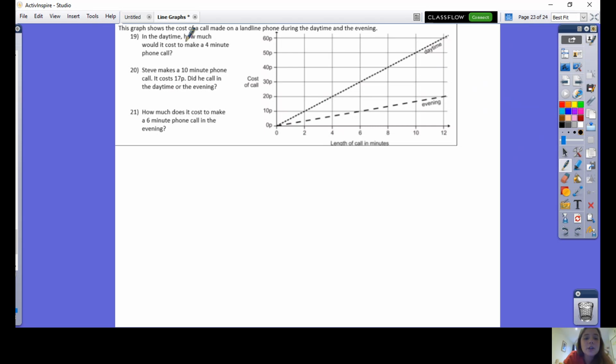In the daytime, how much would it cost to make a 4-minute phone call? I'm looking for daytime and I'm looking for a 4-minute phone call. I can see that's 20p. Steve makes a 10-minute phone call. It costs 17p. Did he call in the daytime or the evening? I know 10 minutes and I'm going to go across to 10 minutes. Is 17p in the evening or the daytime? I can see daytime is 50p, so this one is an evening.